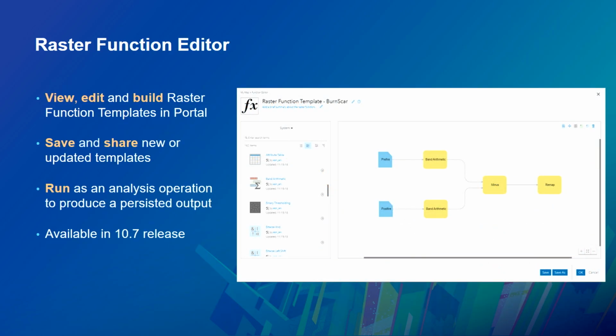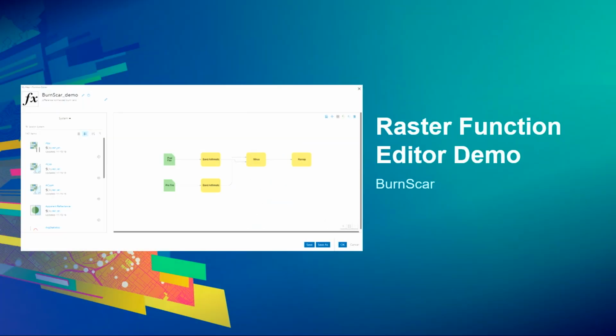With the raster function editor, you will be able to view, edit, and build raster function templates in Portal. You can save a new or updated template to your content or share it with others. After creating or editing a function template, you can apply it right away and run it as an analysis operation to produce a persisted output, which I will show you in a demo next. The raster function editor will be available in this 10.7 release. And I would like to show a demo about the raster function editor.